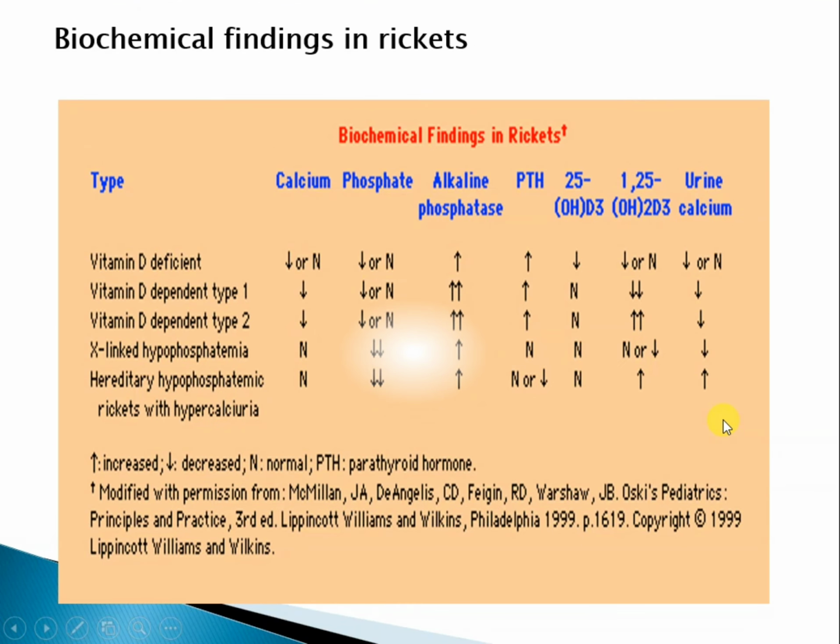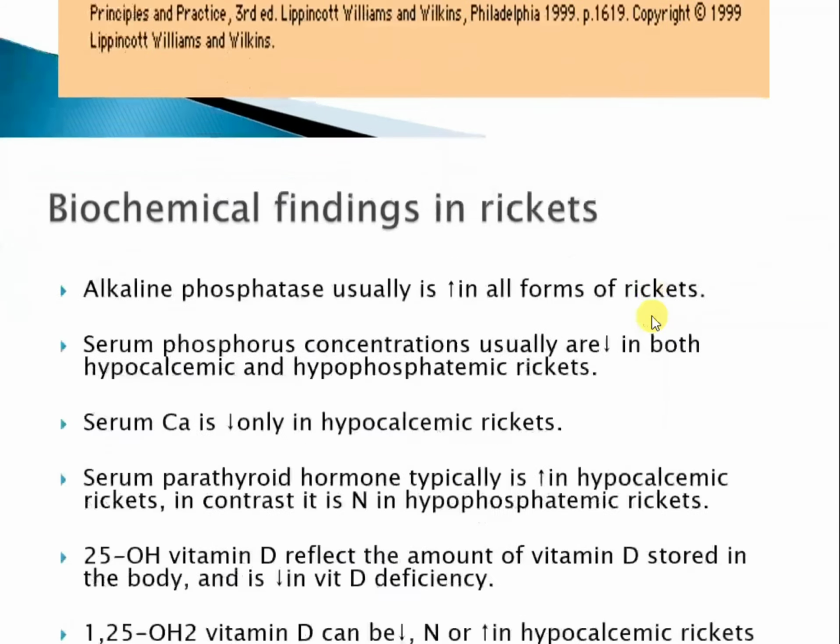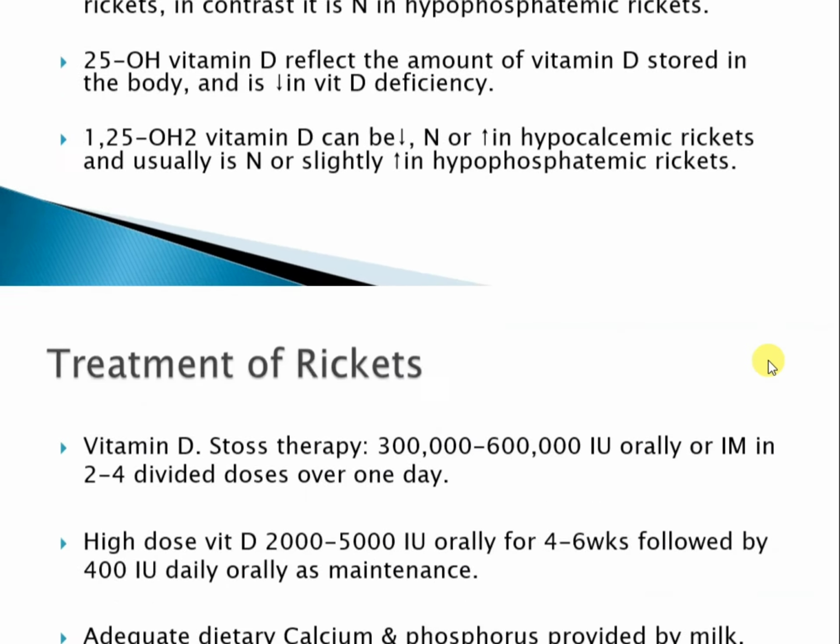So what are the biochemical findings in rickets? First of all, vitamin D deficiency. Due to vitamin D deficiency, calcium is low, phosphate is low, alkaline phosphatase is high. So we would see alkaline phosphatase increased, PTH increased, the active form of the vitamin decreased, and urine calcium is also decreased. These are the biochemical findings. So we have discussed this.